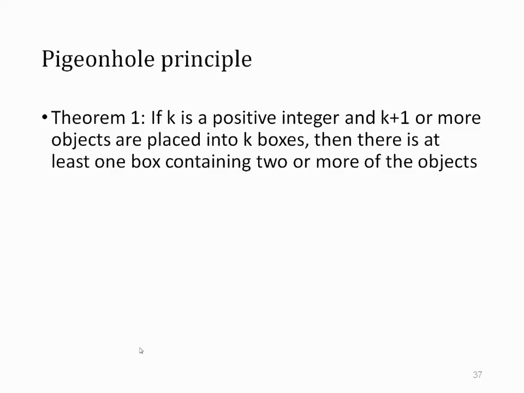The pigeonhole principle theorem is like this: if k is a positive integer and k plus 1 or more objects are placed into k boxes, then there is at least one box containing two or more objects. This is what the theorem is.